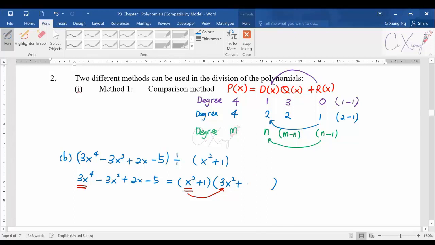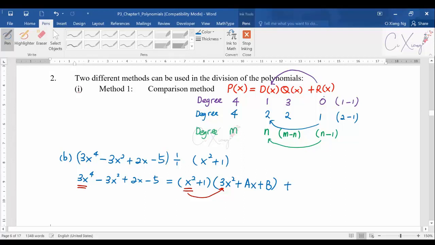So what is the next term? The next term will be degree 1, so it will be something with x power 1. And then continue until x power 0. So the next one will be b times x power 0, so it is a constant. Therefore, I didn't write out x power 0. I just keep it as a constant.